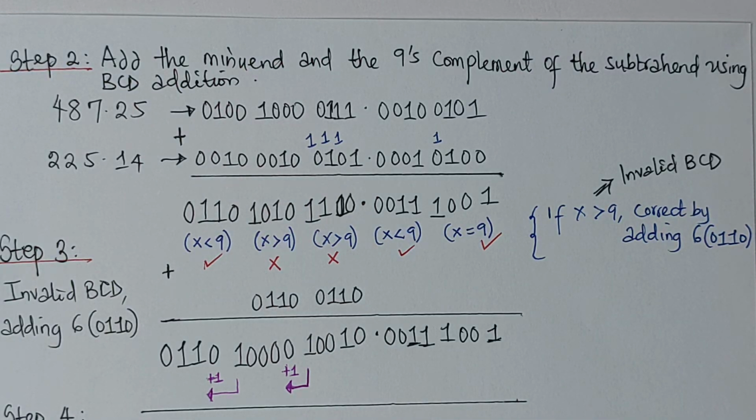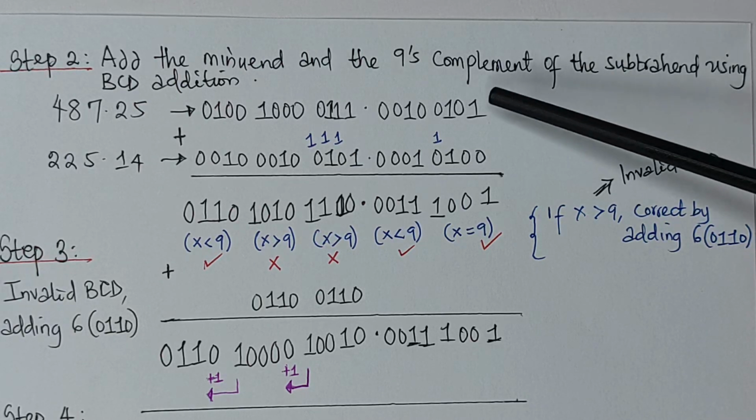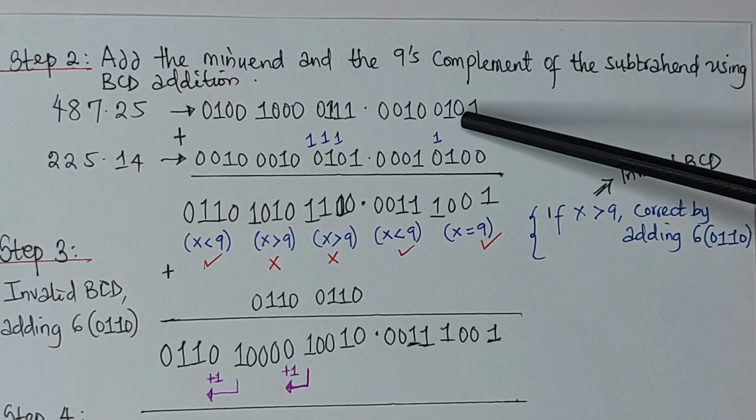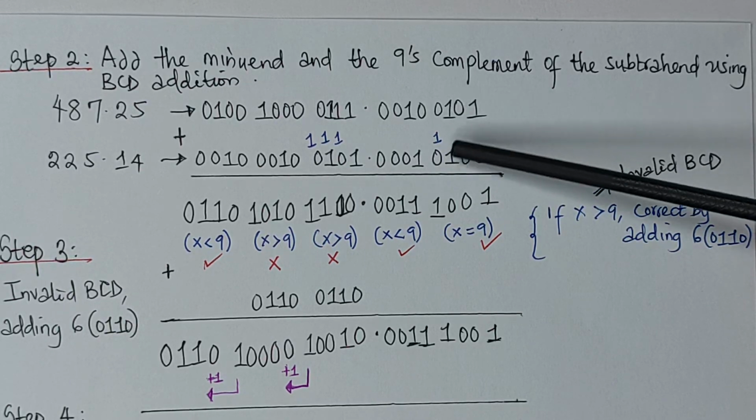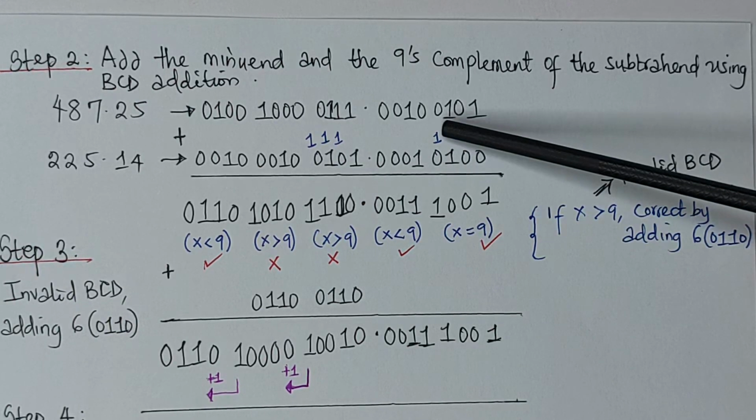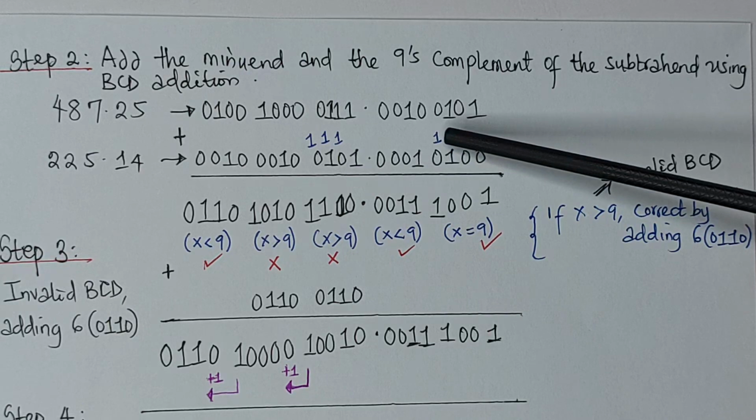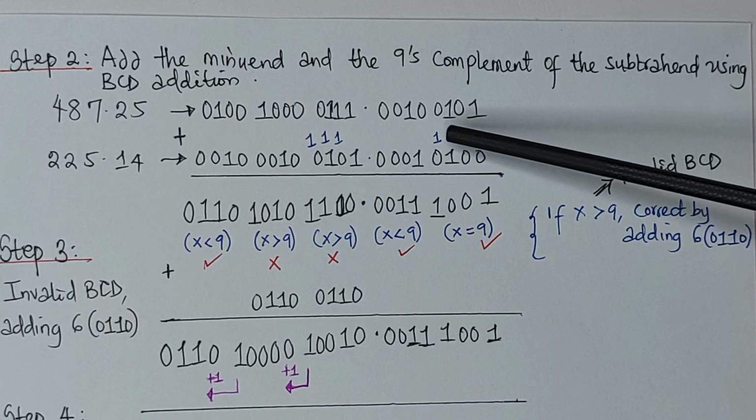Now in this step 2, we are asked to add both of them, and we are asked to use the BCD addition. So let's see what we are going to have. Now to that, we are adding this. 1 plus 0 will be 1, 0 plus 0 will be 0, 1 plus 1 will be 0 with a carry 1. Remember, the carry 1 is identified with the blue ink here.